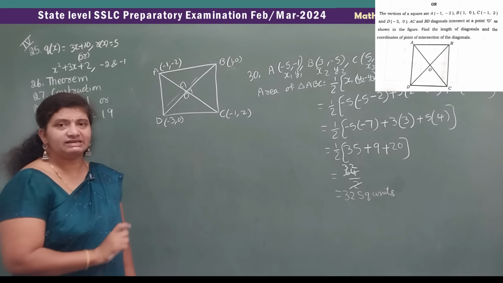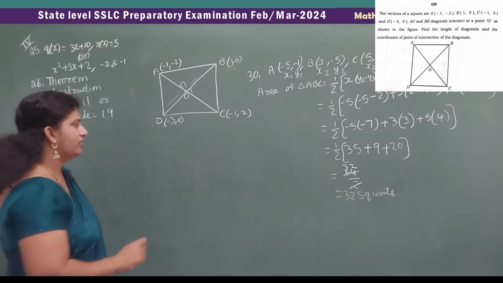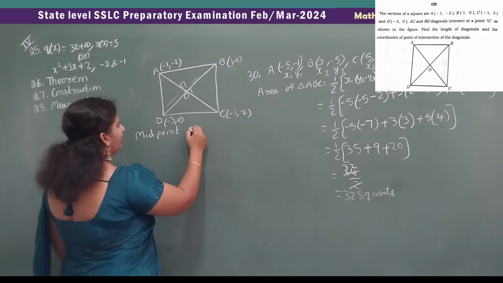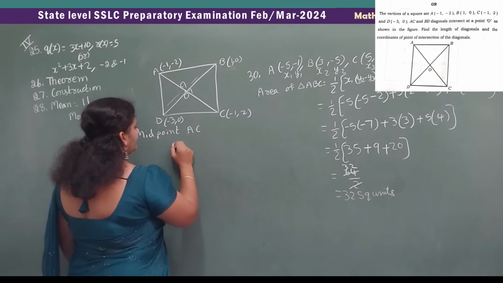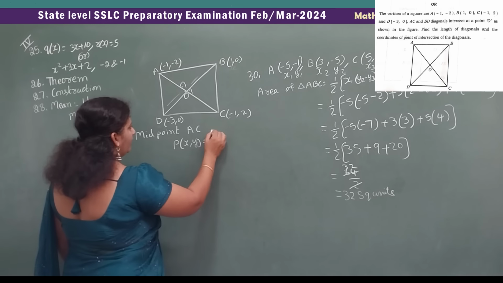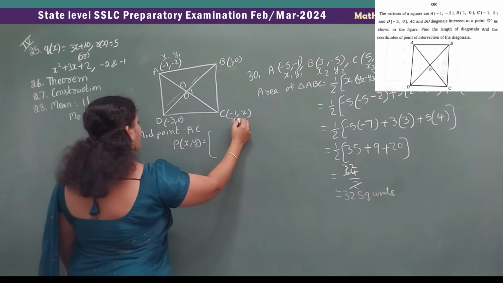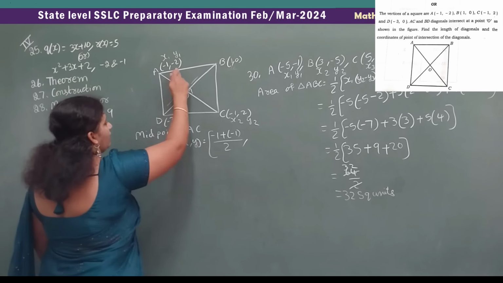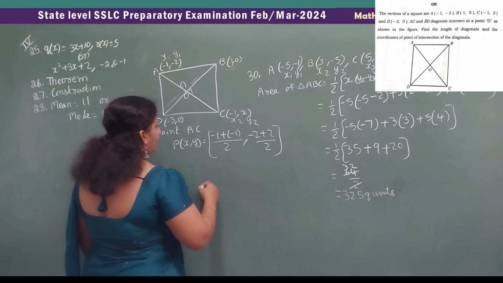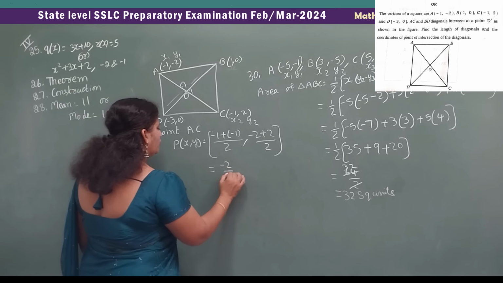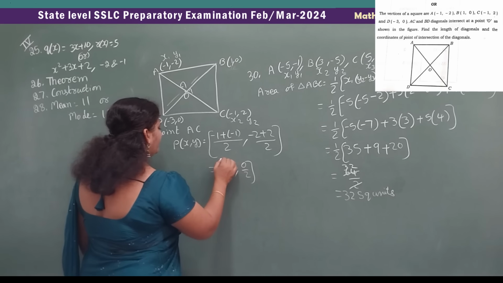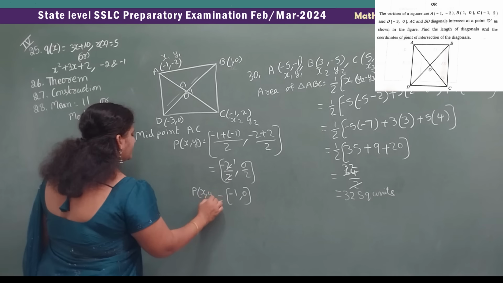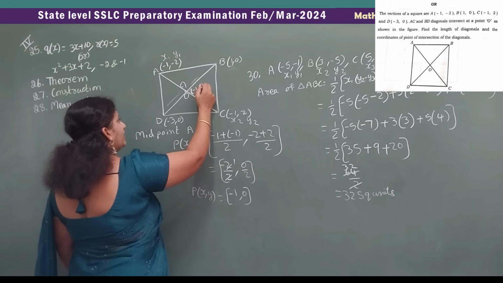So the square's diagonals intersect, that means this will be the midpoint of the diagonal. So first let me find the midpoint. Midpoint of any diagonal you can take, AC or BD. I'll take AC. That is P(x, y) equal to, mark x1, y1, x2, y2: (-1 plus -1) by 2 comma (-2 plus 2) by 2. Now this will be minus 2 by 2 comma 0 by 2, that is minus 1 comma 0. What is the point of intersection of the two diagonals? This coordinate is (-1, 0).